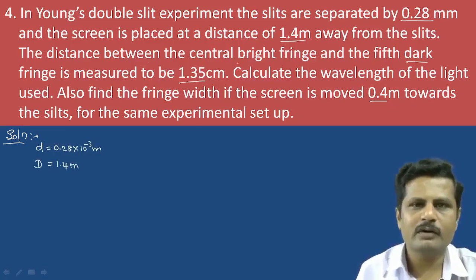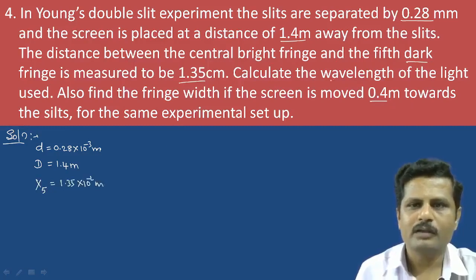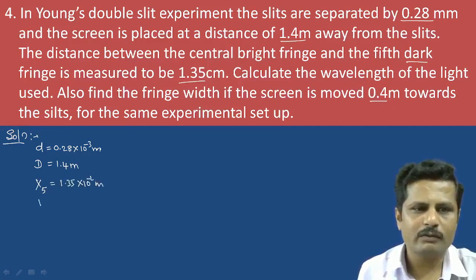The distance between the central bright fringe and the fifth dark fringe, that is distance of the fifth dark fringe from the central bright fringe, is 1.35 centimeter. Centimeter means 10 raised to minus 2 meter. We need to calculate wavelength of the light used. Let's calculate wavelength and also find the fringe width. So we need to find out fringe width.